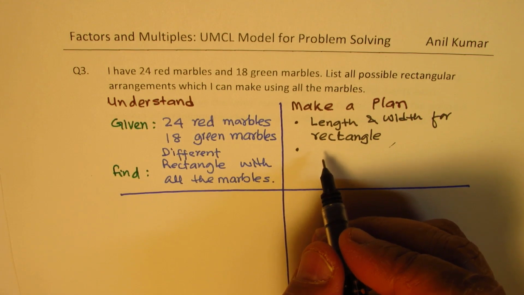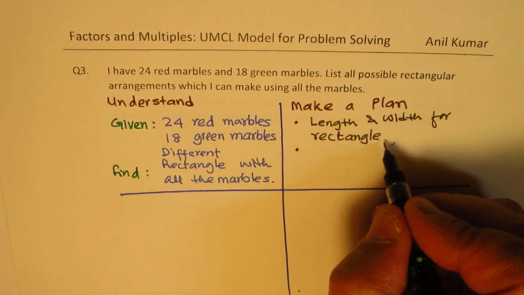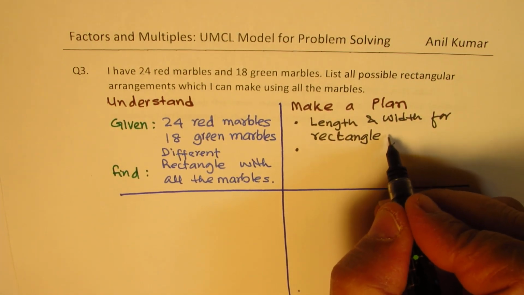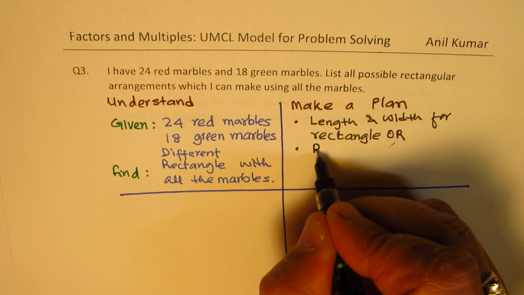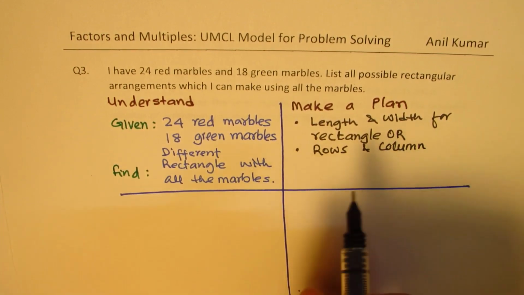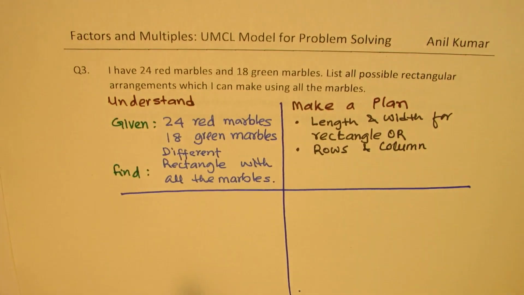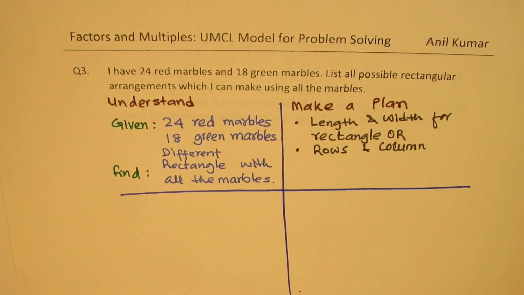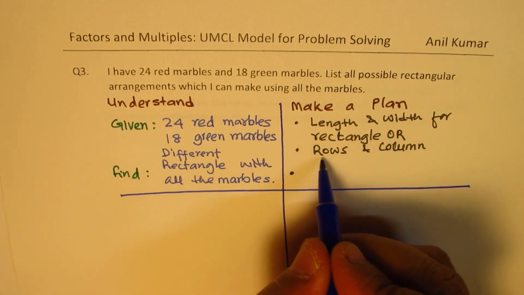So we should have something, or we can say rows and columns. We can also call this length and width, but let's write this as rows and columns, since we are placing the marbles, right? So you would have them in different rows and different columns. Now how do we place them in different rows and columns? Well, the strategy which I think about is, we could have the same number of rows, right?